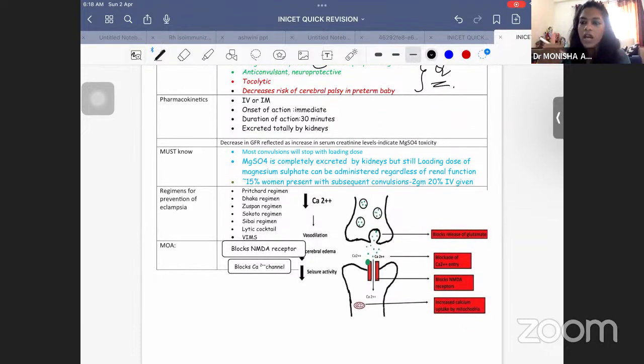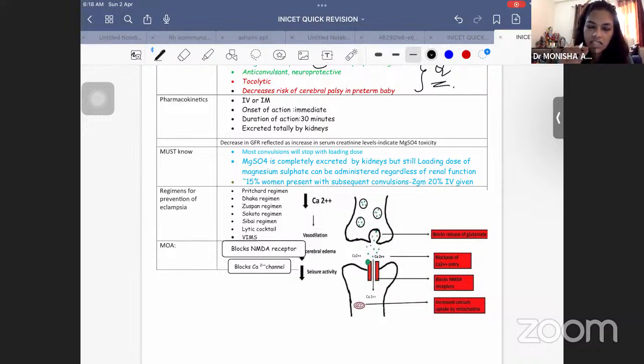Pharmacokinetics: it can be given IV or IM, that everybody knows. You have many regimes, IV regimes, IM regimes. Onset of action is immediate. Duration of action is 30 minutes. That's why you start with your maintenance dose. It is excreted totally by the kidneys.